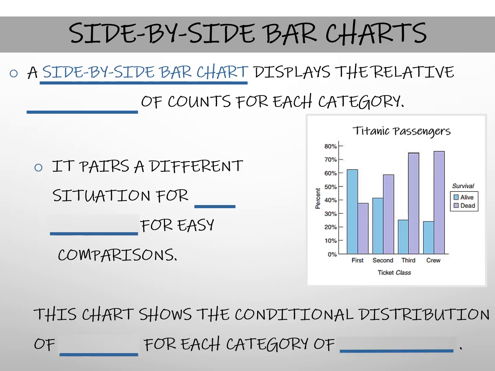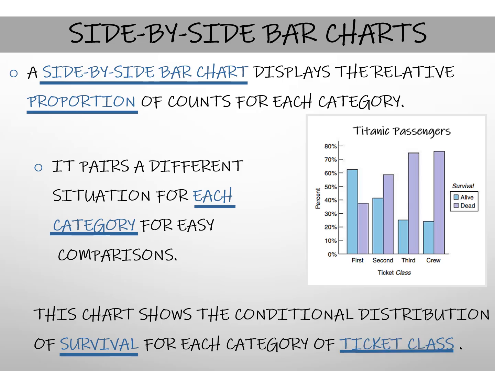Side-by-side bar charts. A side-by-side bar chart displays the relative proportion, in this case they're using percentages, of counts for each category. It pairs a different situation for each category for easy comparison. This chart shows the conditional distribution of survival for each category of ticket class. So the alive is the turquoise and the dead is the purple. And each class, first, second, third, and crew, are all represented in that graph.